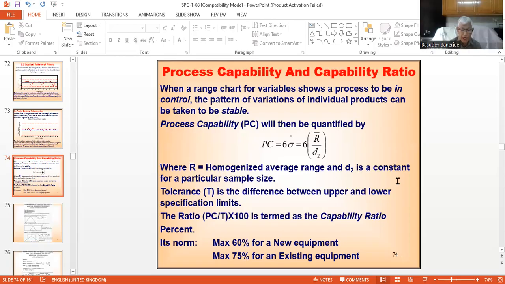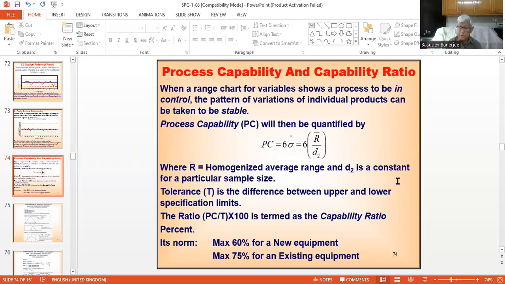When a range chart of variables shows a process to be in control, the pattern of variation of individual products can be taken to be stable. Process capability is defined by 6 times standard deviation, plus 3 times standard deviation on the plus side, minus 3 times standard deviation on the minus side. So plus minus 3 sigma, that is 6 sigma. R bar is the average range, and d2 is a constant, which is given in statistical table number 6.